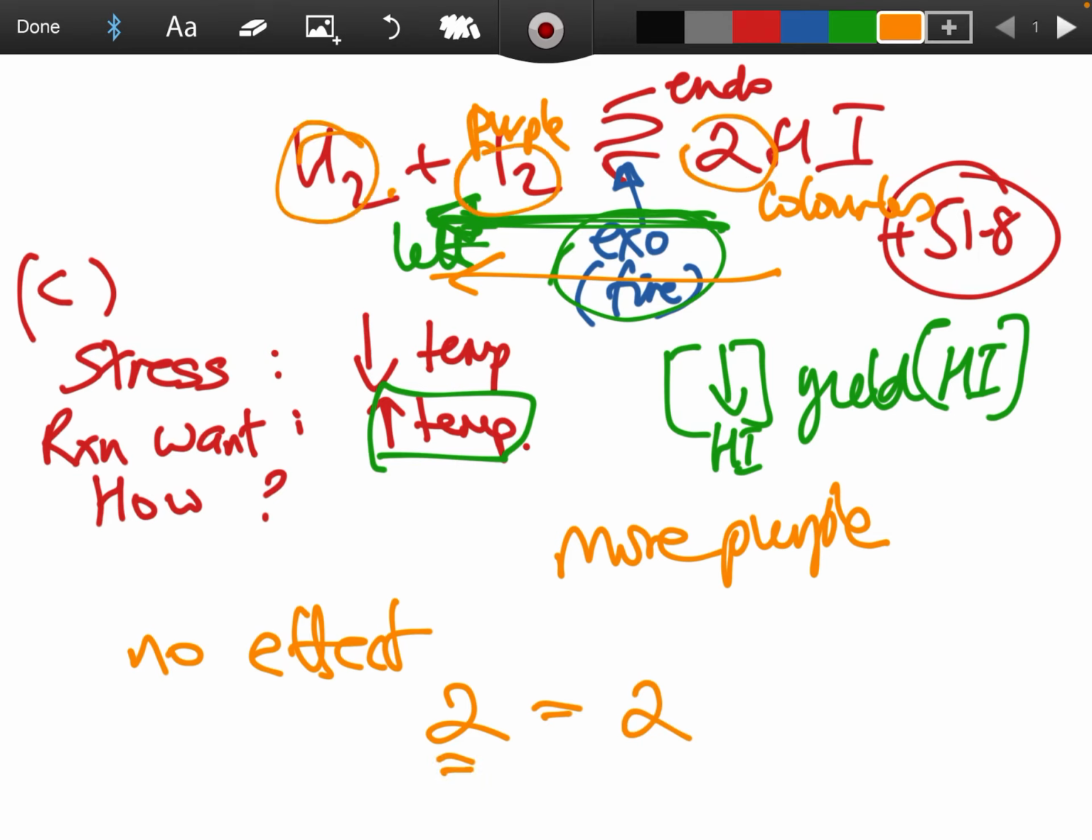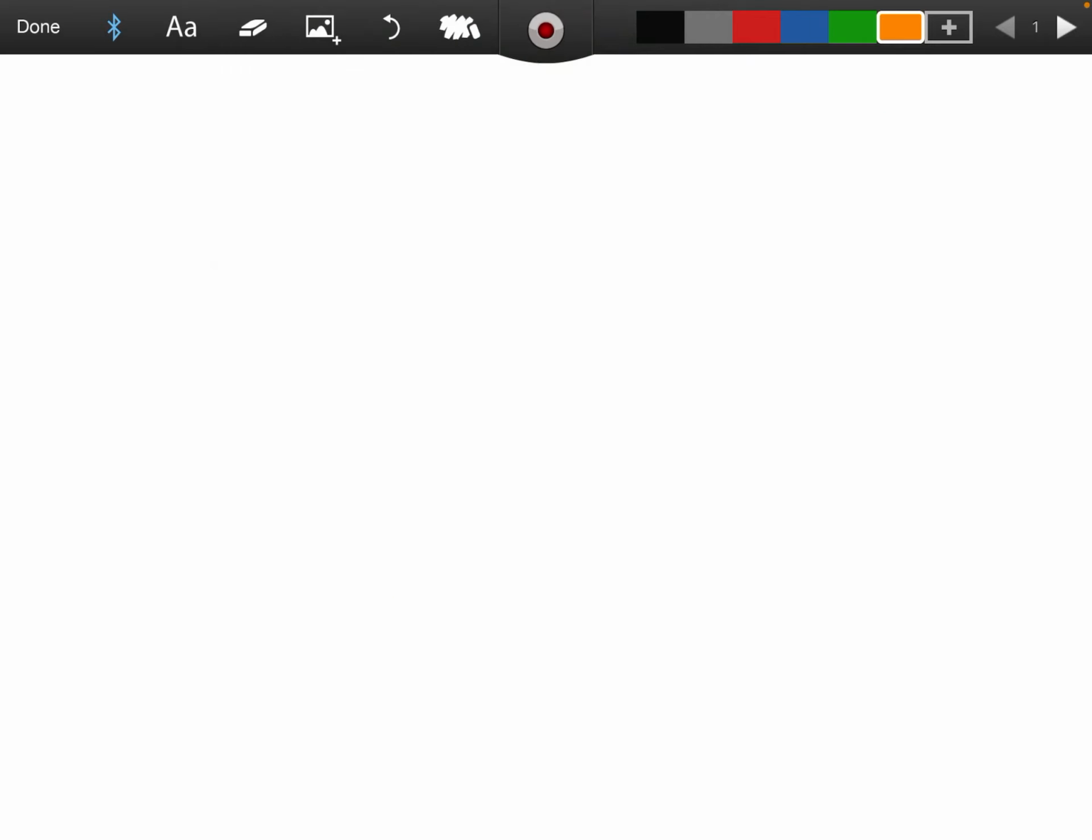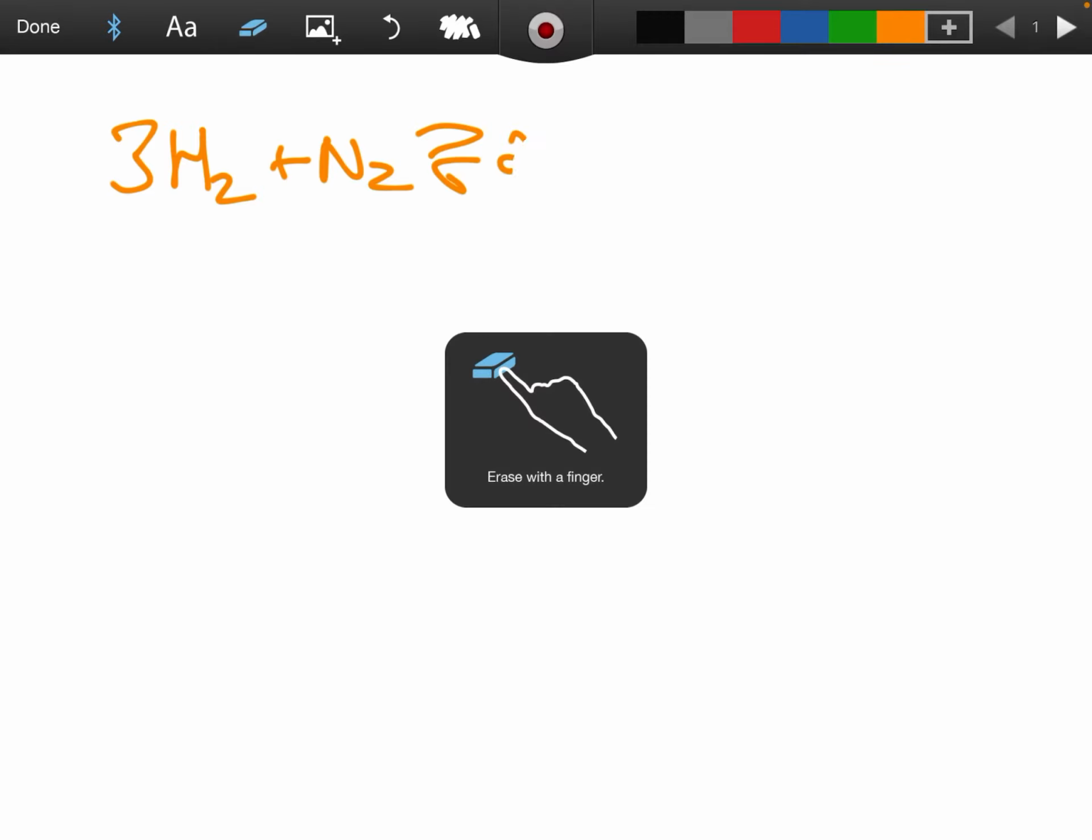And if you have the same number of moles, then changing pressure isn't going to change the position of equilibrium. And then for question 3, it went back to the manufacture of ammonia. Okay, so the reaction was given to you there, and then they gave you data.